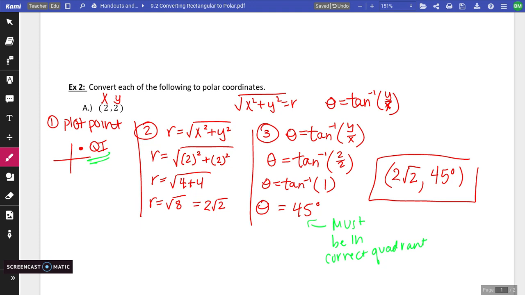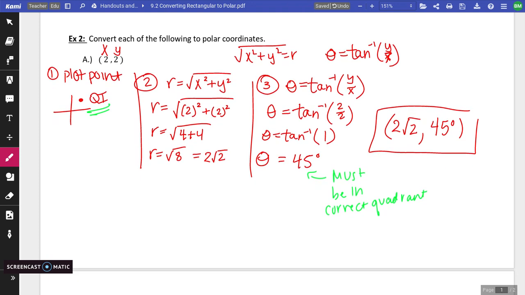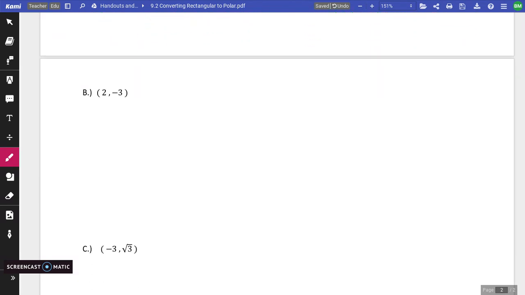Okay. Let's see another example here. So again, x and y. I want to plot first. So over 2, down 3 puts me in quadrant 4.